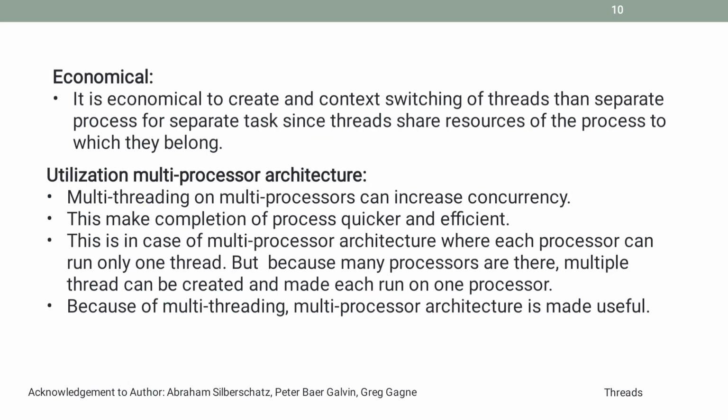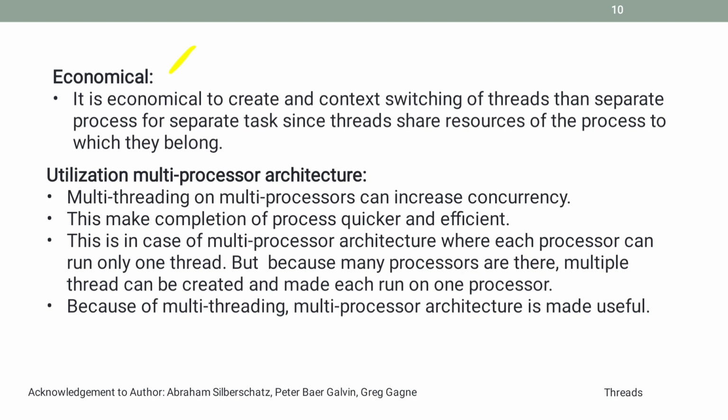Okay. The third advantage is economy. It is economical to create and context switch threads compared to separate processes for separate tasks, since threads share the resources of the process to which they belong. Suppose three tasks are to be done, so if three programs, hence three processes, are created, then for each, a code, data and file section is needed. So the resource needed is more. And switching between different processes also is costly. It consumes memory and time.